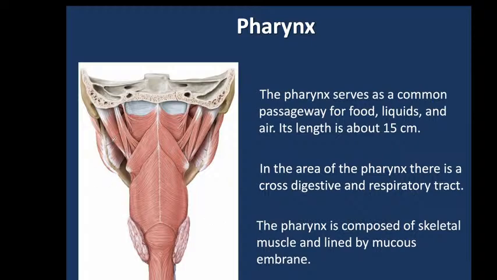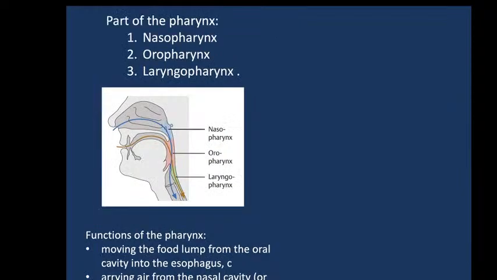Usually the length of the pharynx is about 15 centimeters, and the pharynx is composed of skeletal muscles. It is visible here, and lined by mucous membrane from inside. Here you can see the parts of the pharynx.